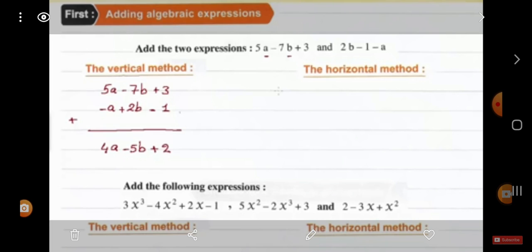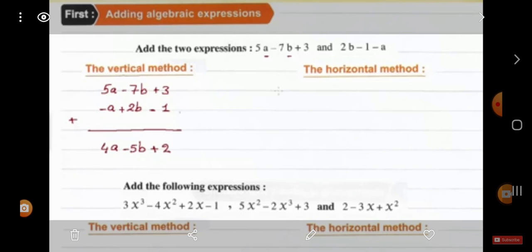I put the first expression on the first line, then I arrange the second expression as I see. First expression, 5a minus 7b plus 3. The second expression, I have to arrange, and I put negative a under 5a, positive 2b under negative 7b, and negative 1 under positive 3. Then I put like under like, as we took before.